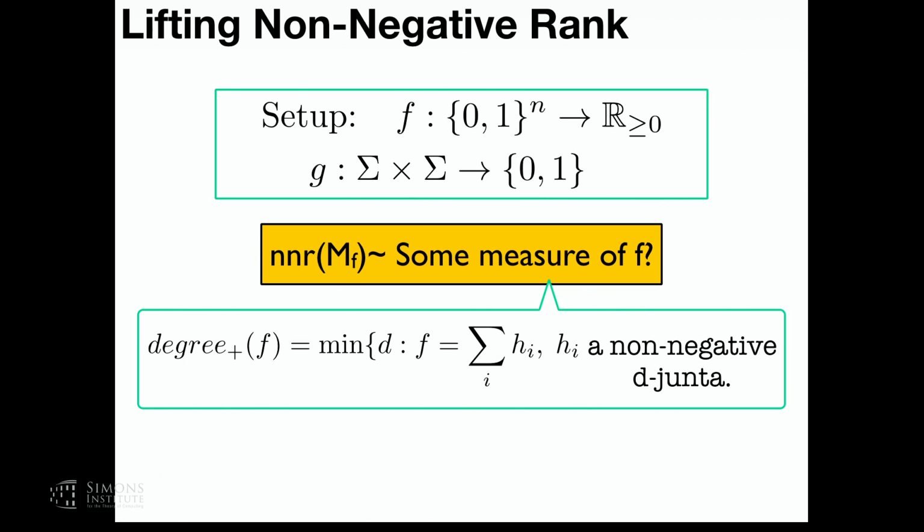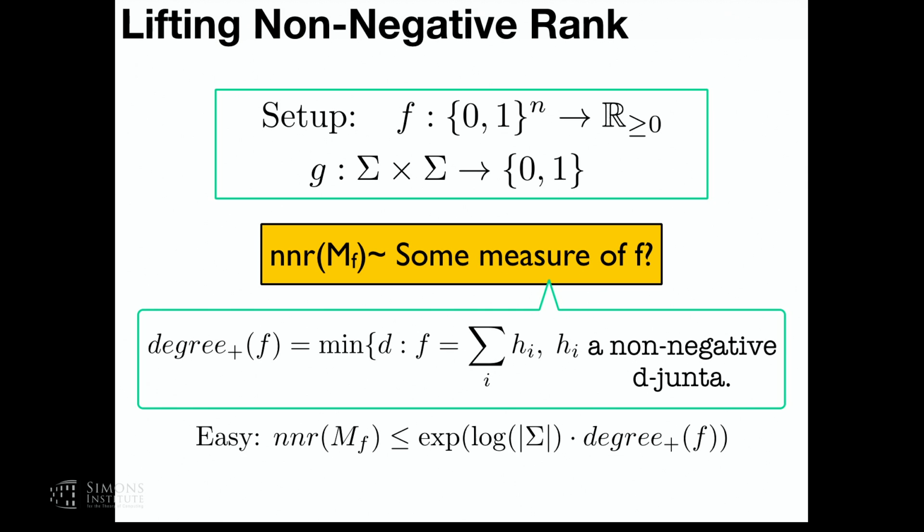So degree plus of f is the least number d, such that I can write f as a sum of non-negative Juntas. Okay? I'm going to write f, which is a non-negative function, as a sum of non-negative functions, but I want each of these small functions involved in the summation to only depend on d variables. So each of these h_i only depends on d variables. The least d for which we can do that is degree plus.